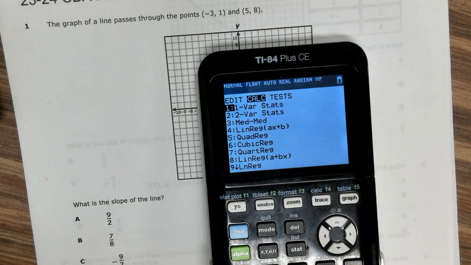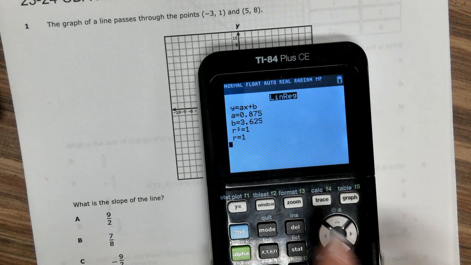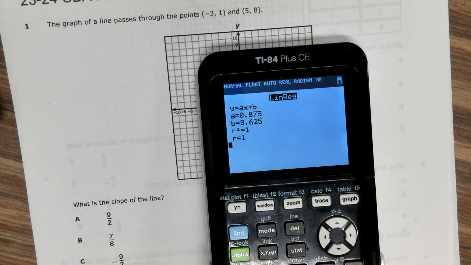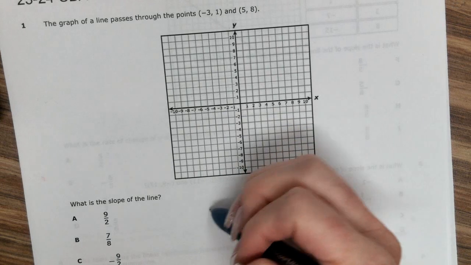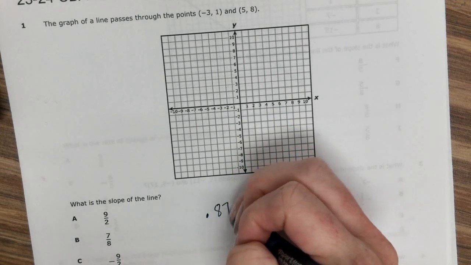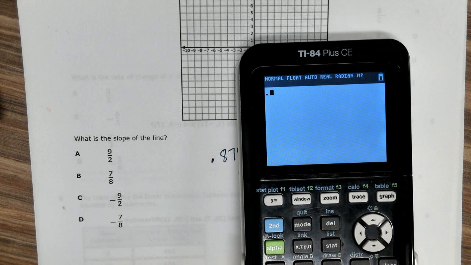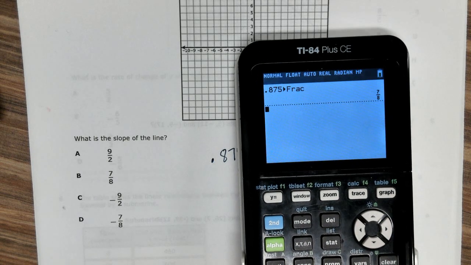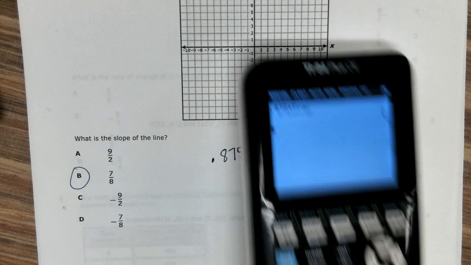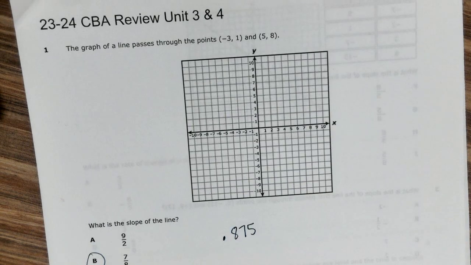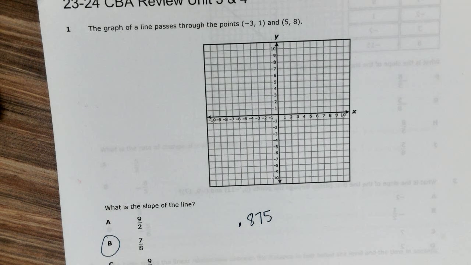Stat calc option 4 for linear. The slope is 0.875. And then you just change that to a fraction. So 0.875 math fraction enter, which is 7/8. Now you could have graphed it and then did rise over run, which would give you 7/8. Yes? All right, moving on.